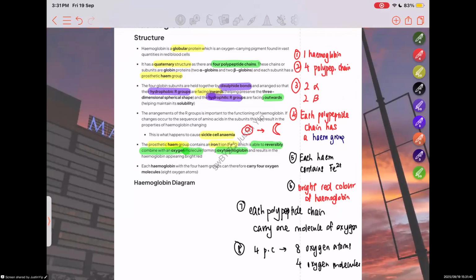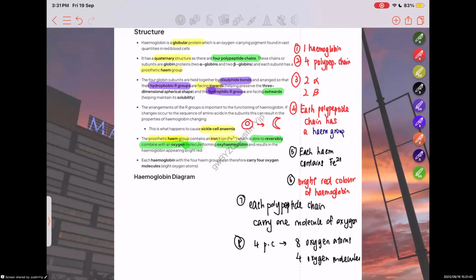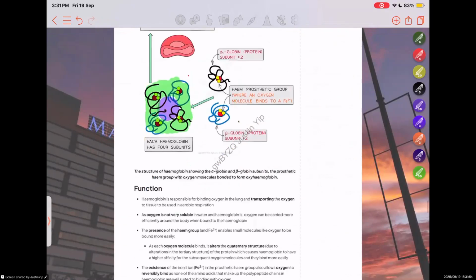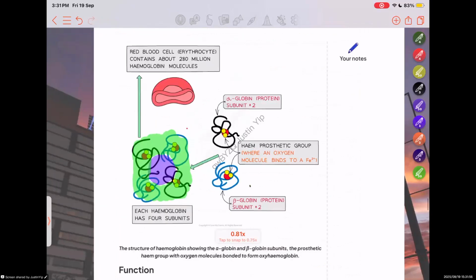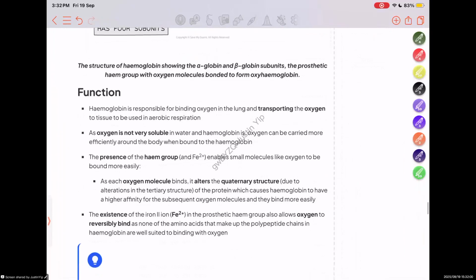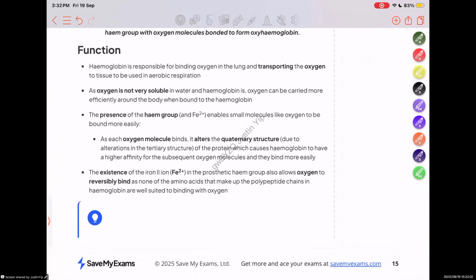So this part is okay? Okay, this is what we call our hemoglobin part. Later I'll send this to the group lah. You can read through, it's the same thing just with a diagram. And the function of your hemoglobin is to transport the oxygen to tissue for use in aerobic respiration. Aerobic respiration means that you involve oxygen.